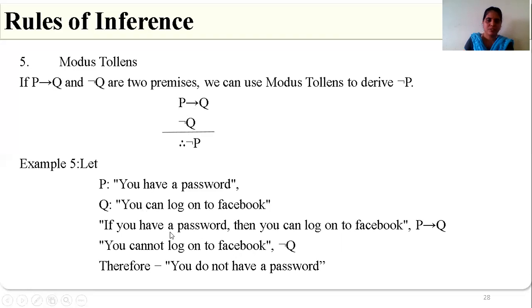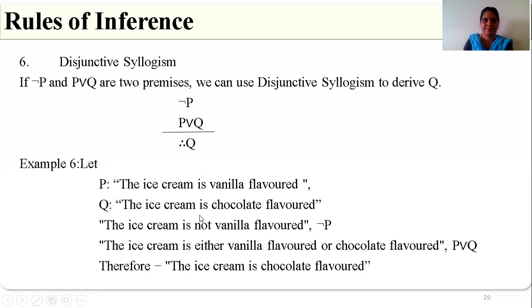Here again we have the same example: if you have a password, you can log on to Facebook. P implies Q we can write like this: if we have a password, then you can log on to Facebook. Negation of Q we can write as: we cannot log on to Facebook. Therefore, negation of P: we do not have a password.